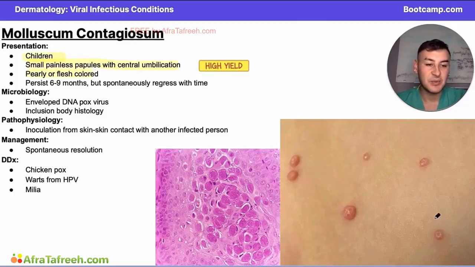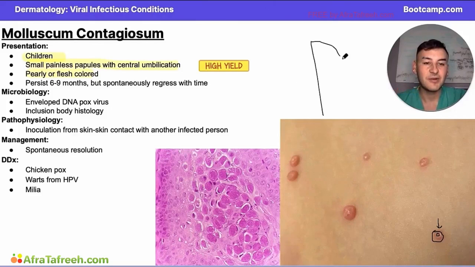This is a great example here. You'll see that there's a central area of umbilication that kind of depresses into the greater lesion, which is raised on the skin. Also, an important thing about these lesions is that they tend to do what I call a kissing lesion, okay? And kissing lesion has nothing to do with kissing itself, okay?